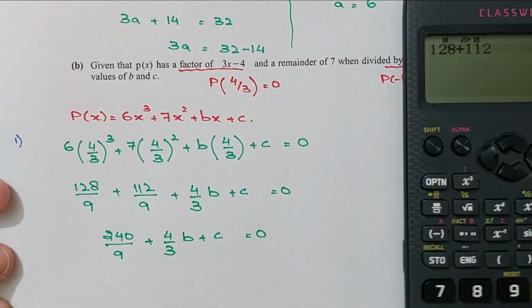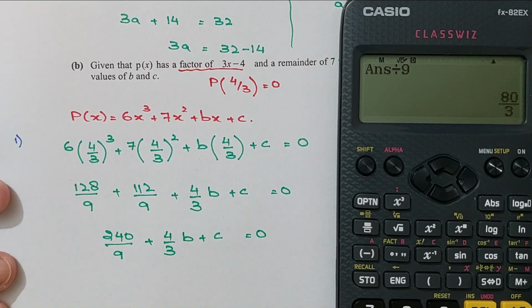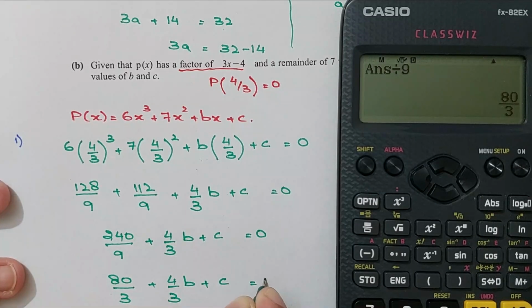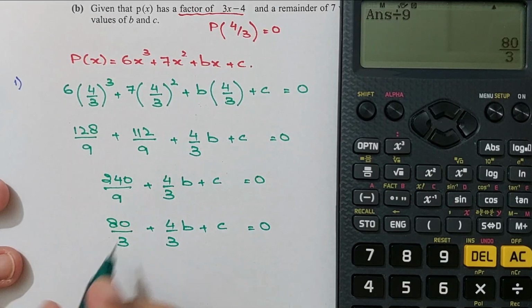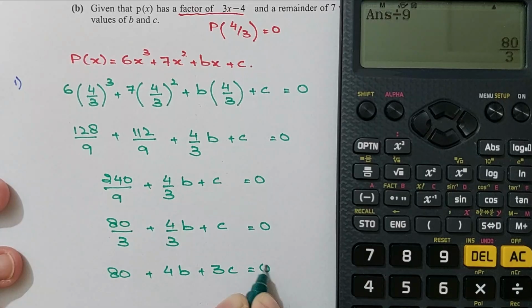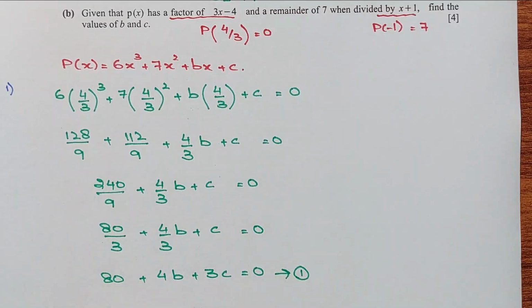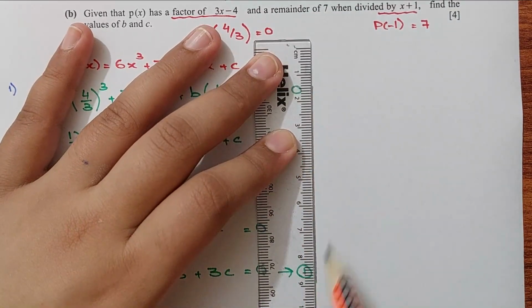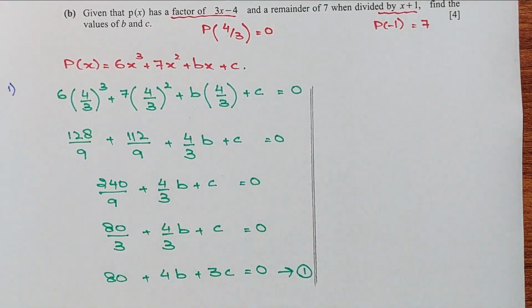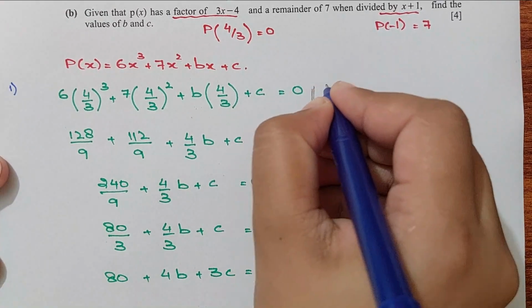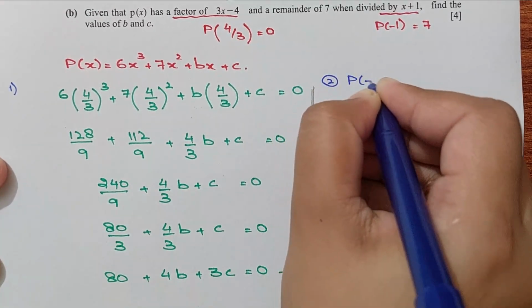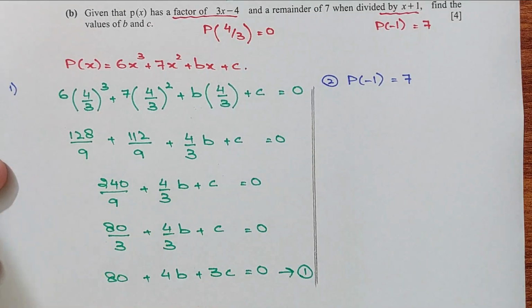So 240 divided by 9 is 80 by 3. 80 over 3 plus 4 by 3 b plus c equals 0. Taking 3 as an LCM, this would be 80 plus 4b plus 3c equals 0, my first equation. Now using the second condition, p of negative 1 equals 7, the second condition is p of minus 1 equals 7, and make another equation.